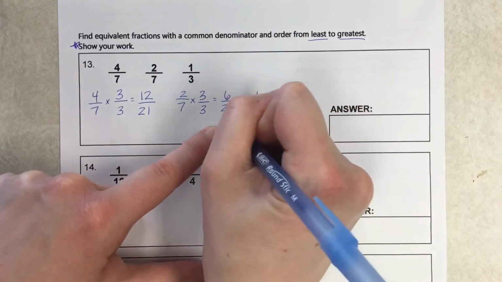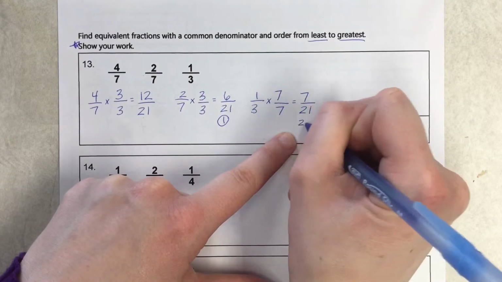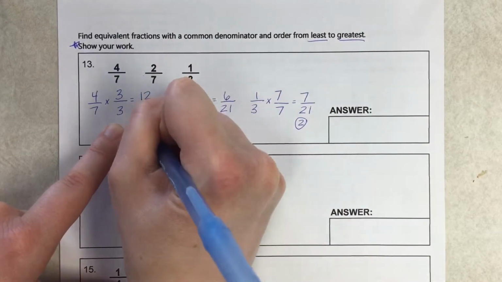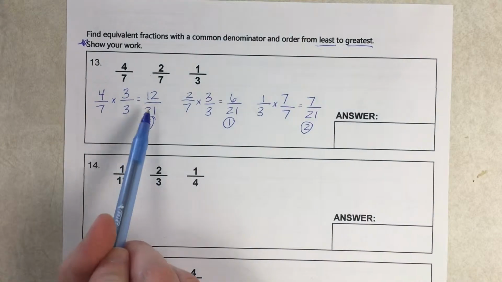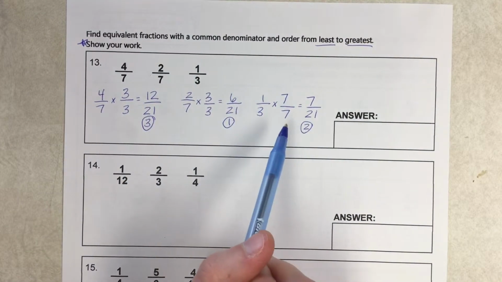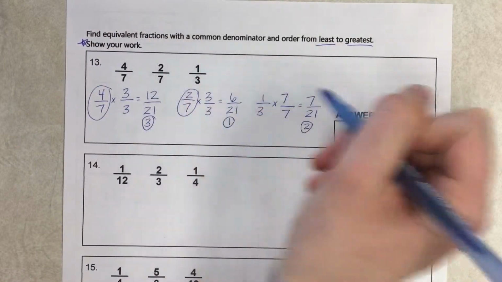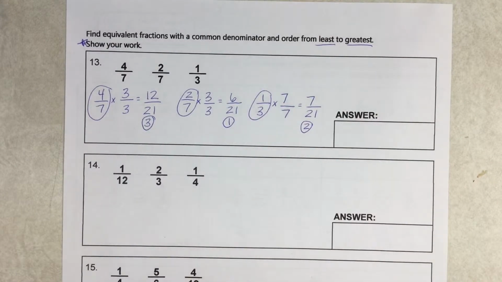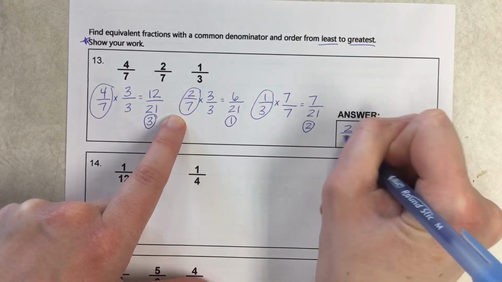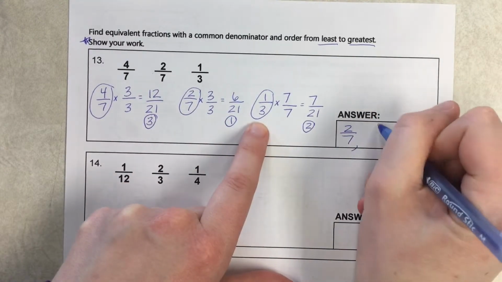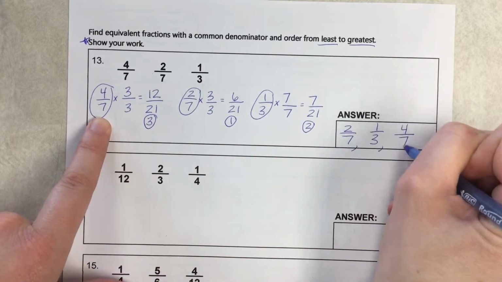So my smallest amount of pieces is right here, 6/21. Then next would be 7/21. And then finally 12/21. I need to make sure when I write in my answer that I'm not writing my new equivalent fractions, but I'm writing the fractions they gave me. So I'm going to circle the old fractions and make sure that's what I write in my box. So my first one, or my smallest fraction, is 2/7, put a comma. Then my second fraction is 1/3. Then my third fraction is 4/7.